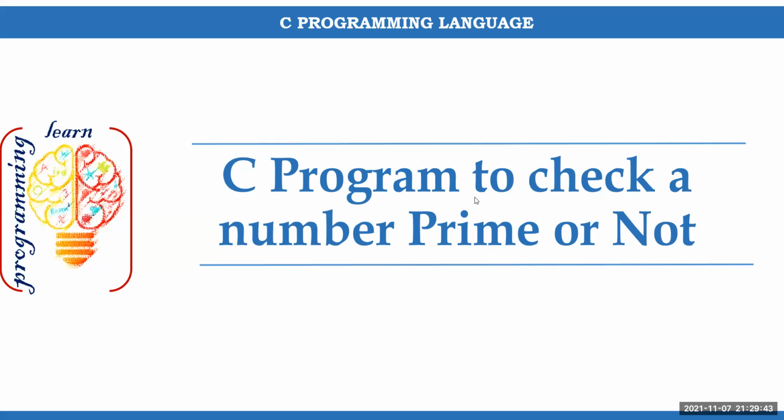Welcome back, everyone. Now I'm going to discuss the logic behind checking whether a given number is prime or not with the help of C programming. Let us first understand what a prime number is and how we can check it, and then we're going to convert this logic into the code of a C program so that whenever we give a number, we can easily identify whether it is prime or not.